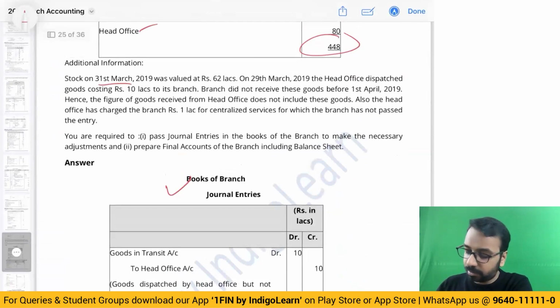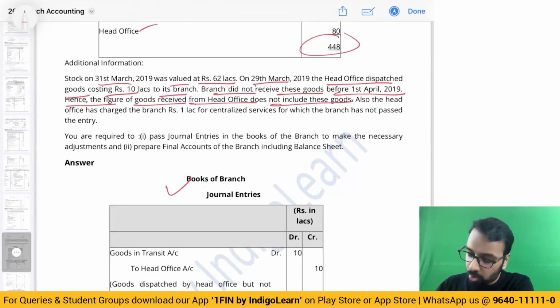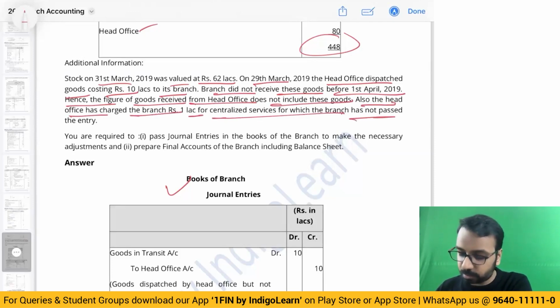Stock on 31st March was valued at 62 lakhs. On 29th March, the head office dispatched goods costing 10 lakhs to its branch. The branch did not receive these goods before 1st April. Hence, the figure of goods received from head office does not include these goods. Also, the head office has charged the branch 1 lakh for centralized services, for which the branch has not passed the entry.